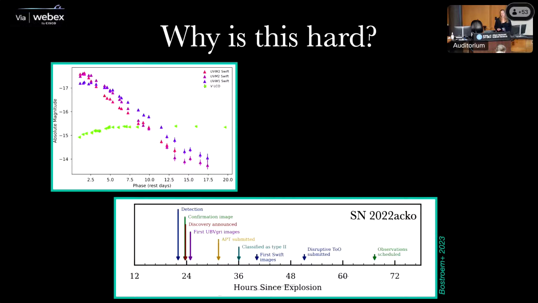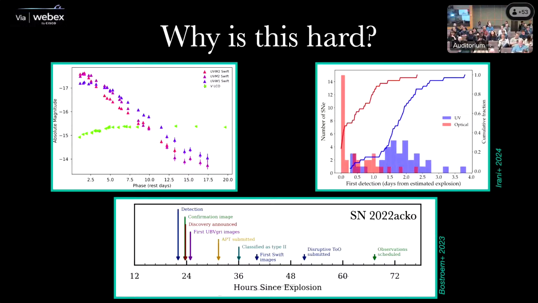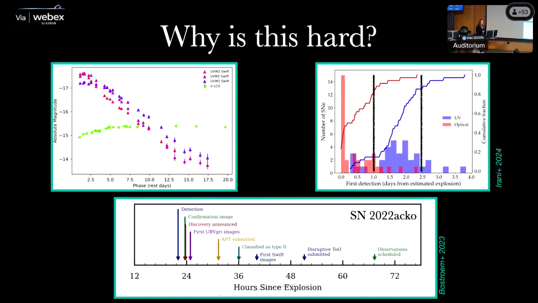I think things like ACROSS help, but I also think understanding what the limitations are and how, as a community, we can help people at Space Telescope get this process happening more quickly. To show you where we are, this is a recent plot showing the number of detections in the optical in red and in the ultraviolet in blue. While we're close to getting all of the discoveries within a day of explosion in the optical, we're not getting a similar completeness rate in the ultraviolet until about 2 to 2.5 days after explosion.